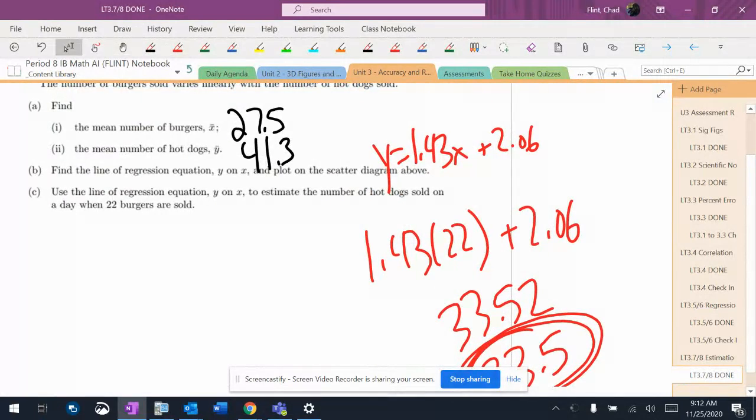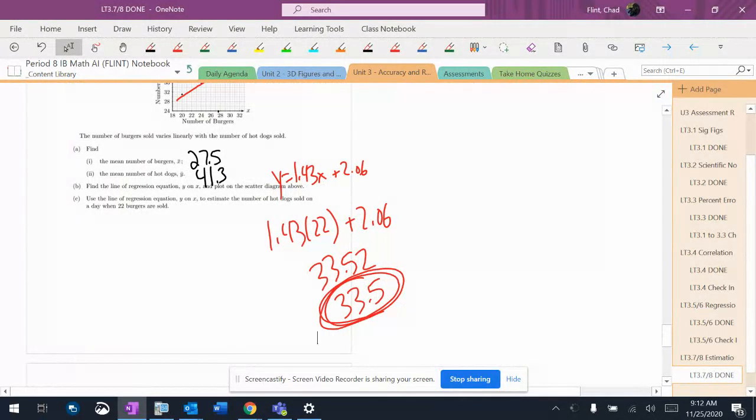Which again, you probably could round to the nearest integer, because we're not going to sell half of a burger. But it doesn't say that we need to do that. So we can say 33.5, we can say 34, we can say 33. All of those are justifiable based on that, and they should take any of those answers.